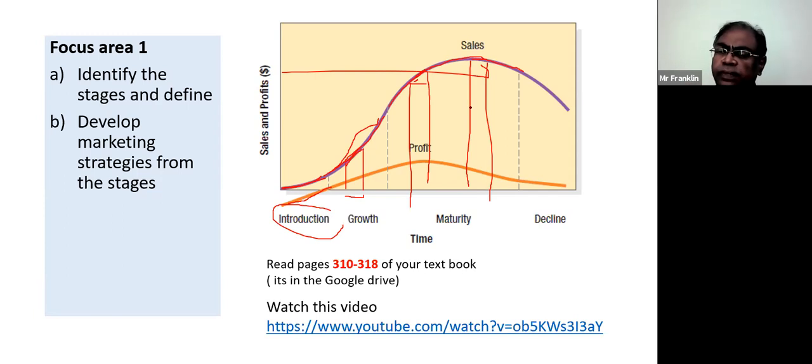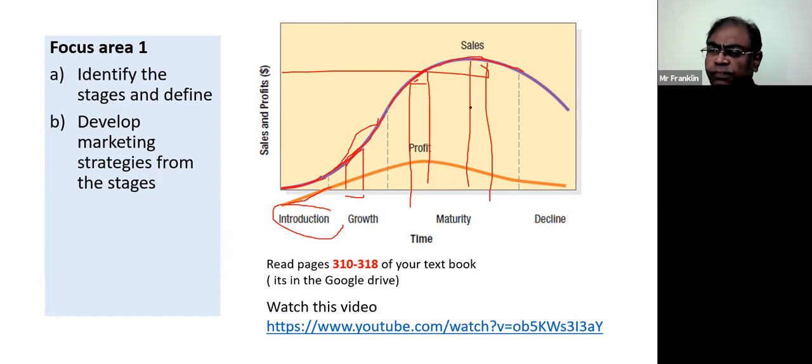Then at the growth stage, what happens? You start having more sales. People get more aware of it, and then sales start growing. And then at the maturity stage, the sales stop growing. So it's still there. For example, he gave an example of some products that are still at the maturity stage, like Coca-Cola. We're still drinking Coca-Cola.